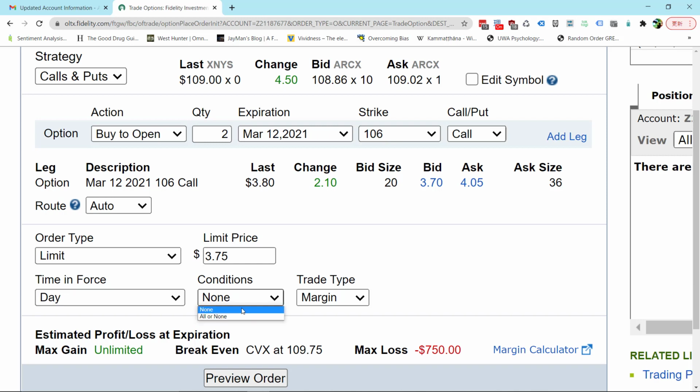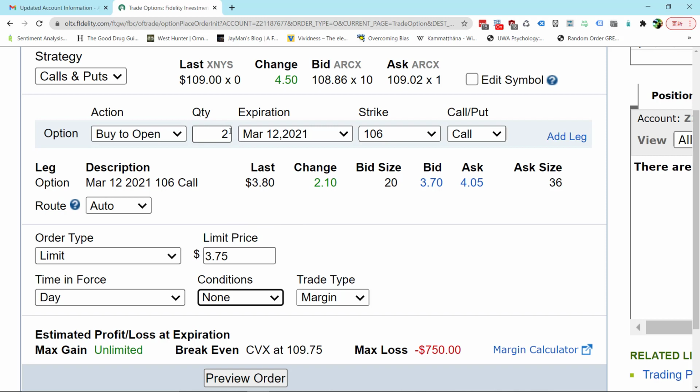Conditions, all or none. All right, so maybe you really, really want to buy 2 call options and you cannot accept buying just one. Well, then you're going to have to choose all or none for conditions. I don't usually choose this. I just go with none because it's pretty rare, not super rare, but pretty rare, that you're only able to buy one. Only one bidder or only one seller of the option can accept this price, but that happens sometimes. So if it's really important for you to get two, choose all or none. If you don't really care, you're just trying to buy the options at the right price, you can choose none.